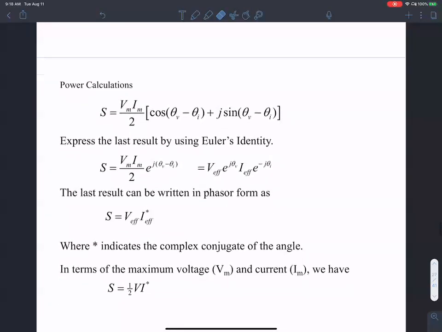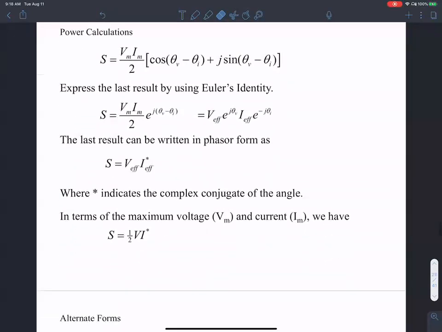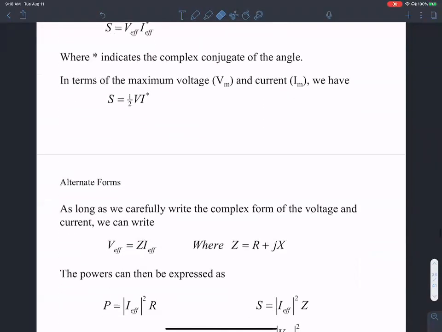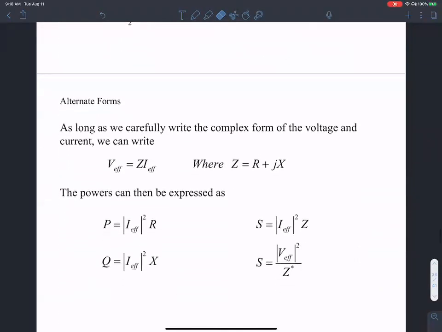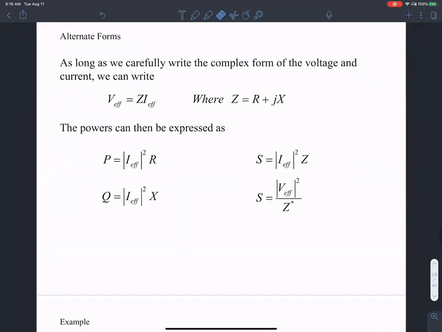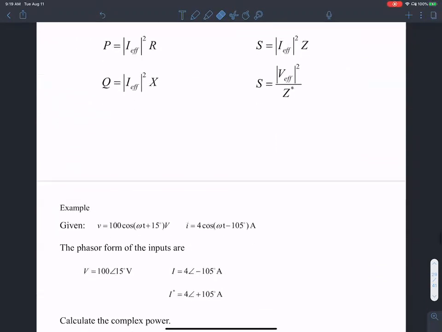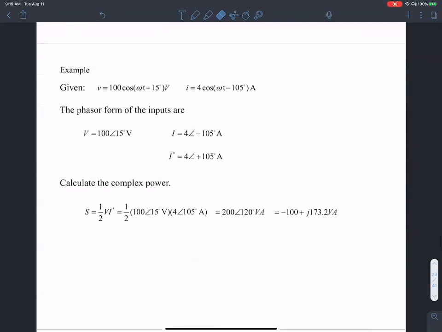There are very, very simple applications here. The power can be expressed as I squared effective times R, and S can be expressed as I squared effective times Z, and so on and so forth. So here is an example.